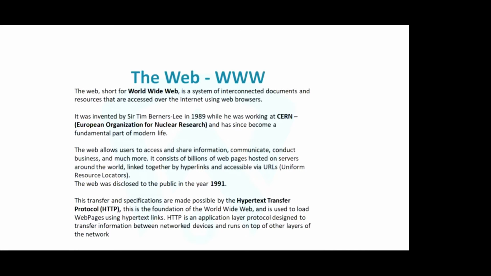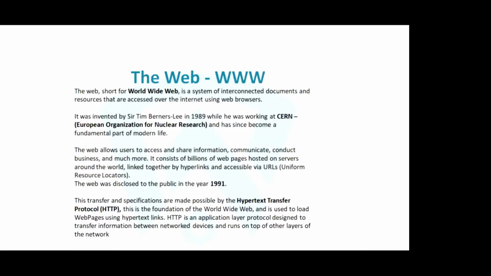What is the web? Here on the screen we have the web, short for World Wide Web, which is WWW or W3. It is a system of interconnected documents and resources that are accessed over the internet using web browsers. So that is the basic definition of the web, or WWW. You can call it W3.